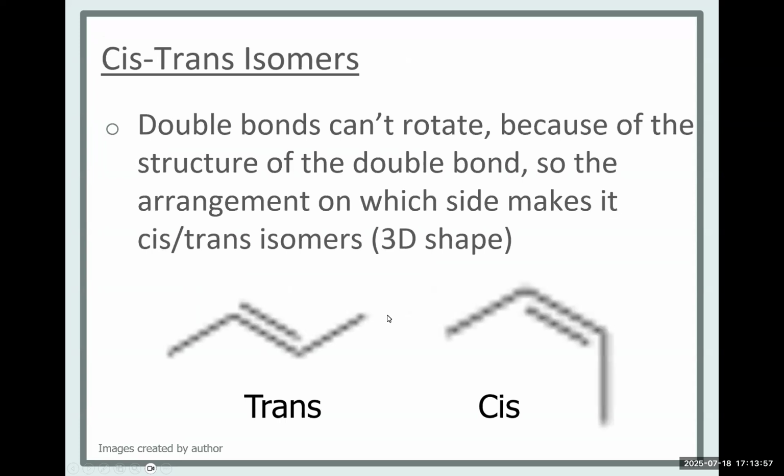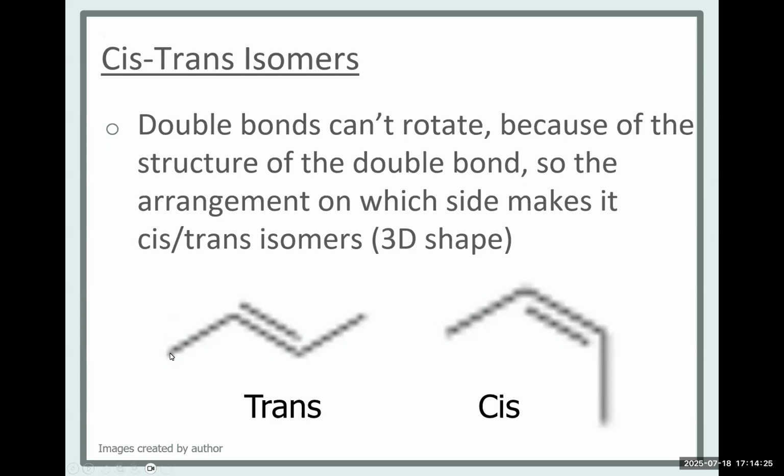But then, sorry about the pictures, again, I'll work on those. Double bonds can't rotate because of the structure of the double bond. So the double bonds will have what we call cis-trans isomerism. And so these are their different 3D shapes. Cis-trans isomers are locked in place one way or the other. You can't rotate between them. And so they're different molecules, even though they would both have the same condensed formula.